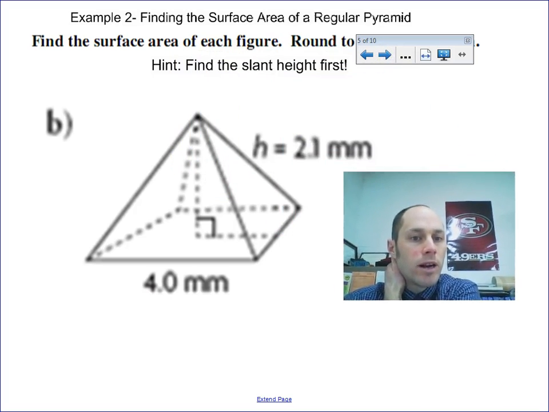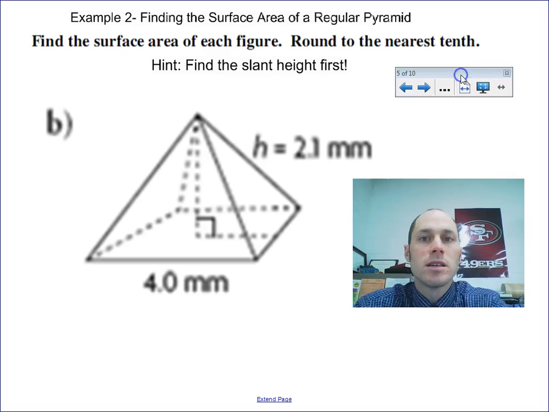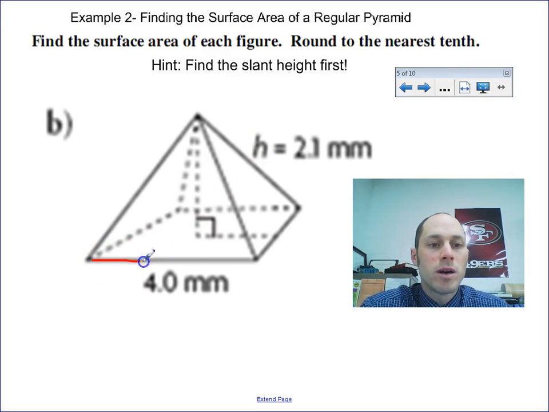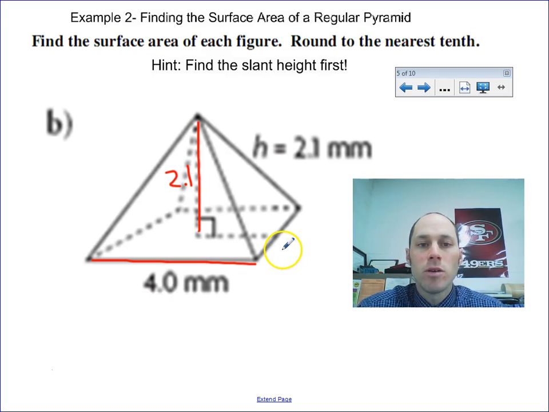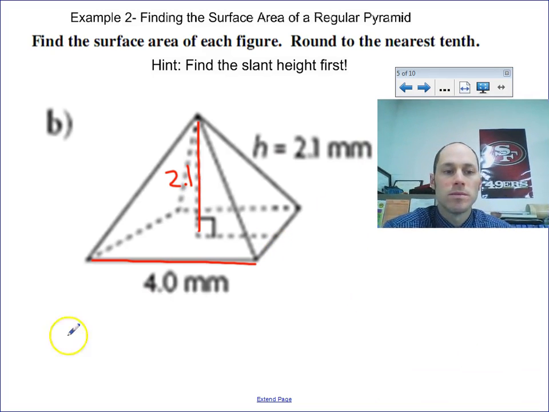Okay, why don't you calculate now the area of this pyramid? We know this part is 4 millimeters and the height is 2.1. So see if you can calculate that. Pause the video and restart it when you're ready to see an explanation.